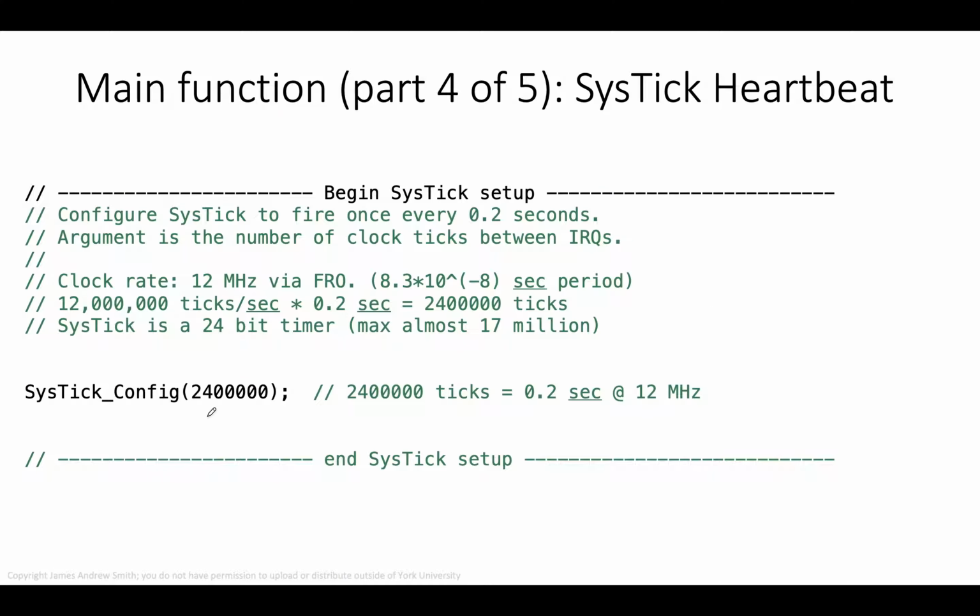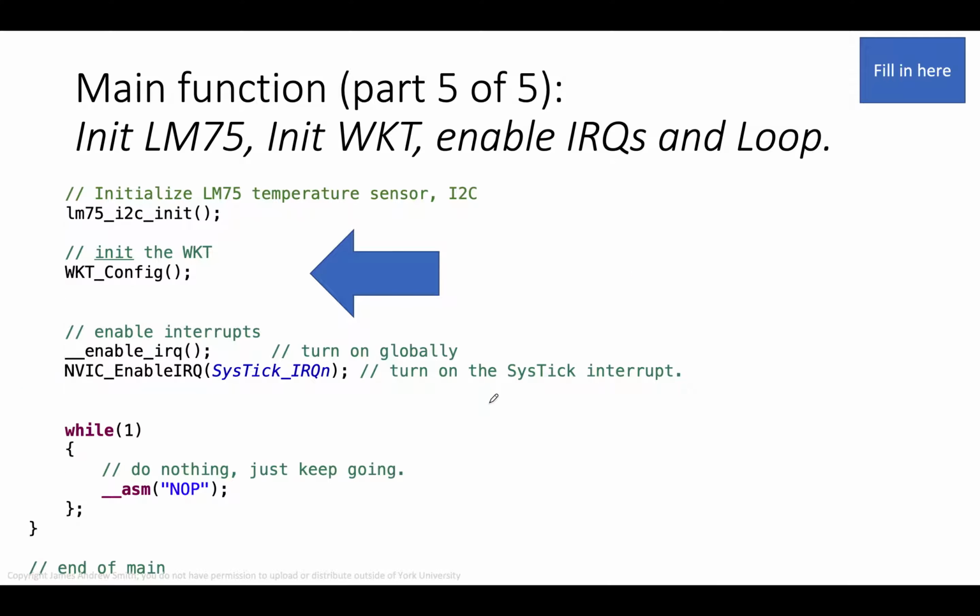Clock config. In this case, this is for the system tick. This is when we're setting up the interrupt service routine for the system timer. All right. After that, we initialize the LM75. Then we initialize the wake up timer. Now everything's set up, so we have wake up timer, we have system timer, we have LM75 and the I2C. Now we can re-enable interrupts, and then we drop into an infinite loop that does basically nothing inside except for calling the no operation assembler command.